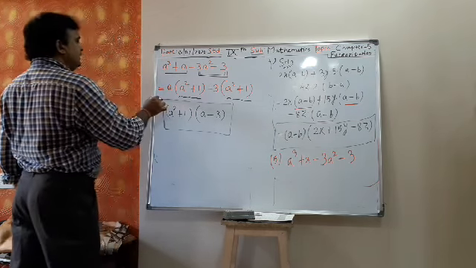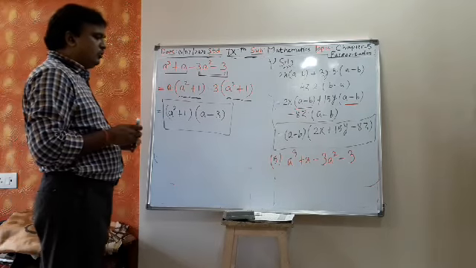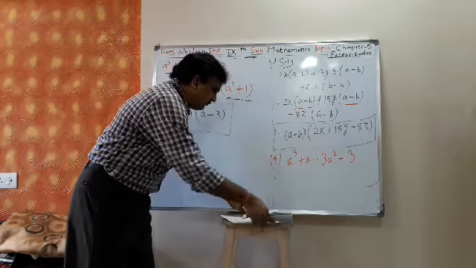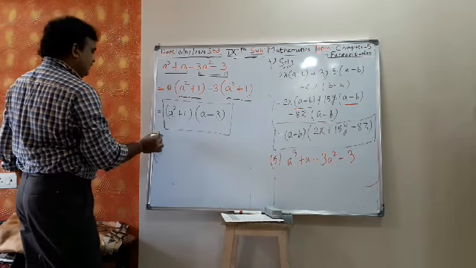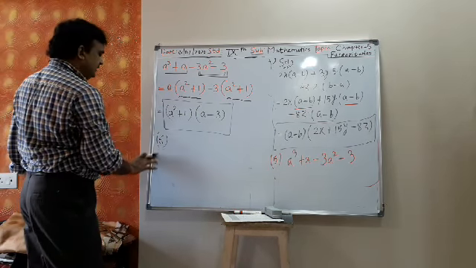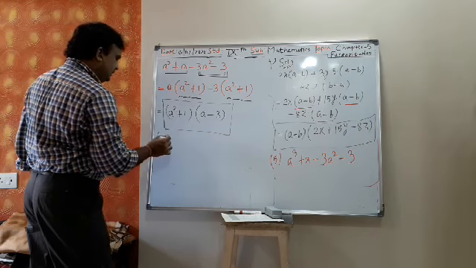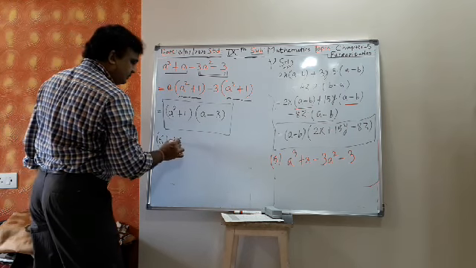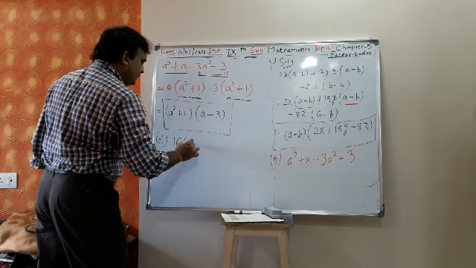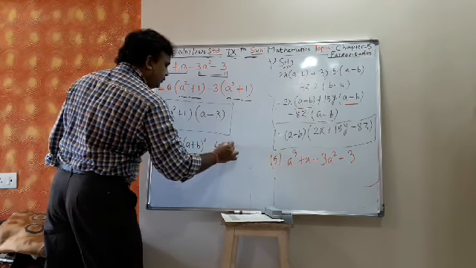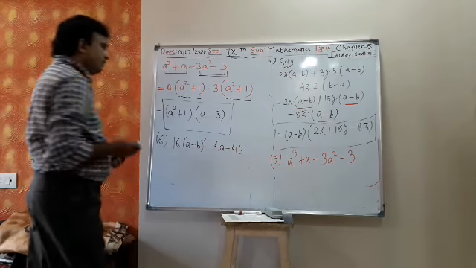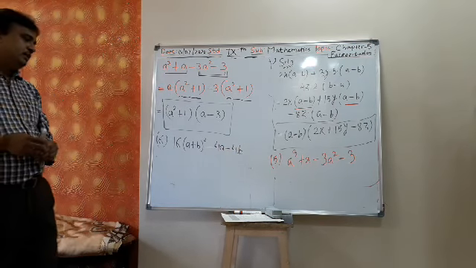After grouping method, you have to apply the common factor method and simplify. First we have applied grouping method, then we apply the common factor method. Now 16 into a plus b whole square minus 4a minus 4b.